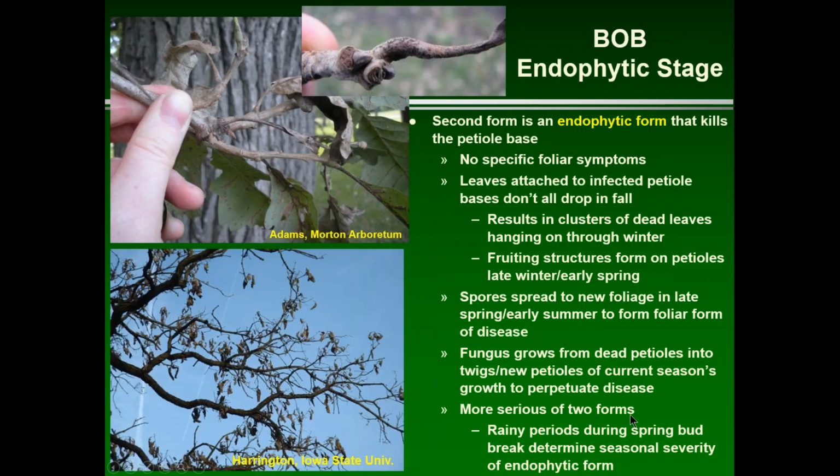Rainy periods during spring bud break determine the seasonal severity of the endophytic form. So it seems that as these buds begin to grow and we get the spring rainfall right as the new foliage is expanding, rainy periods during that time frame can tend to increase the amount of the endophytic form. So spring rains in mid-spring, late spring can contribute to the foliar form, but rainy periods during bud break and leaf expansion can contribute to the severity of the endophytic form.